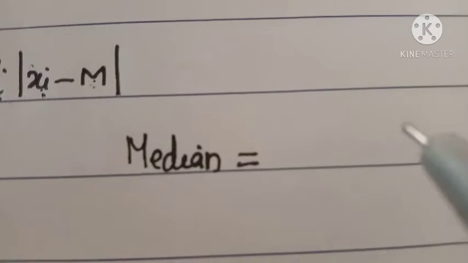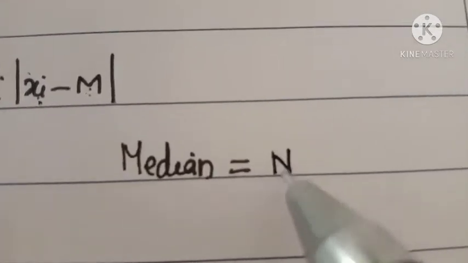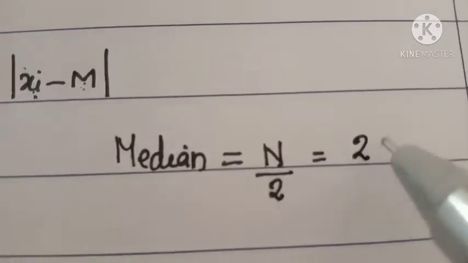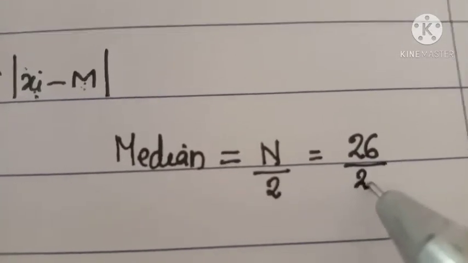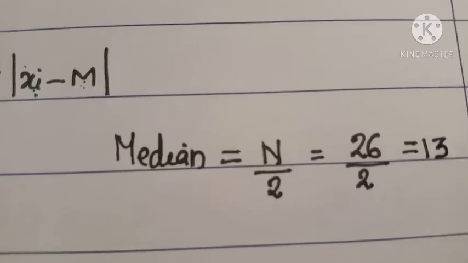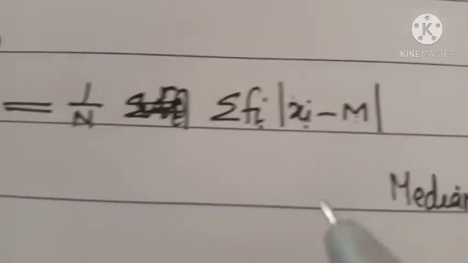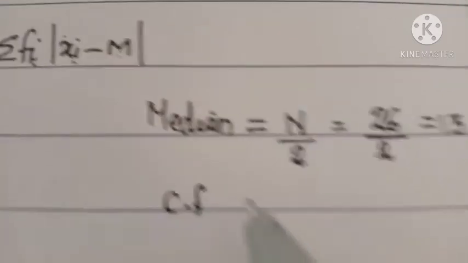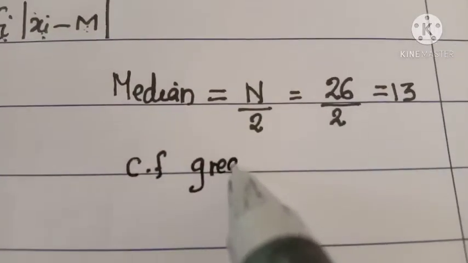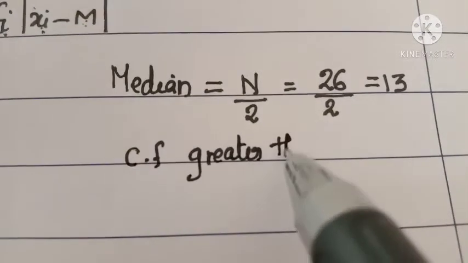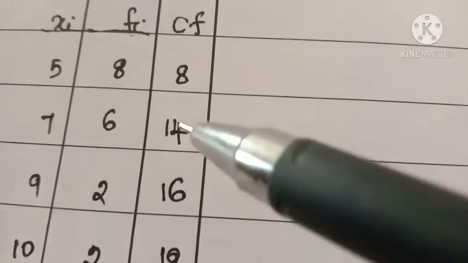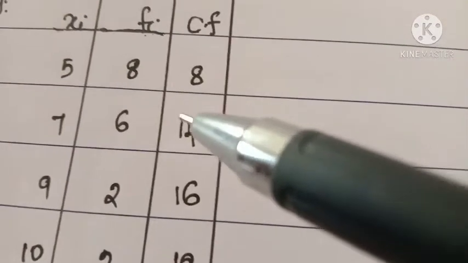Then to obtain the median, see what is n by 2. Here n, the total frequency, is 26. 26 by 2 is equal to 13. Now listen, in the column of cumulative frequency, take the cumulative frequency greater than 13. So look at the column of cumulative frequency and identify the number greater than 13.